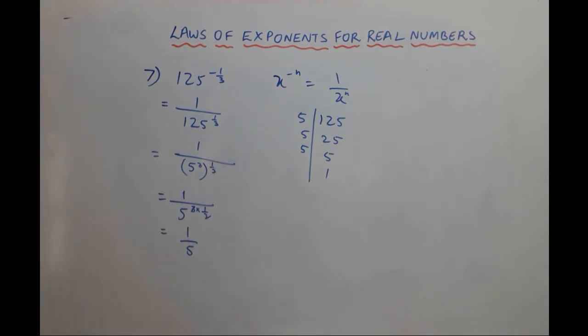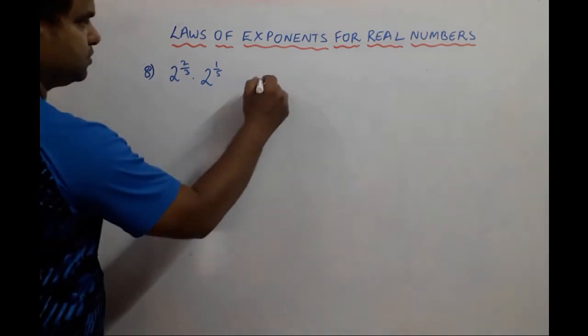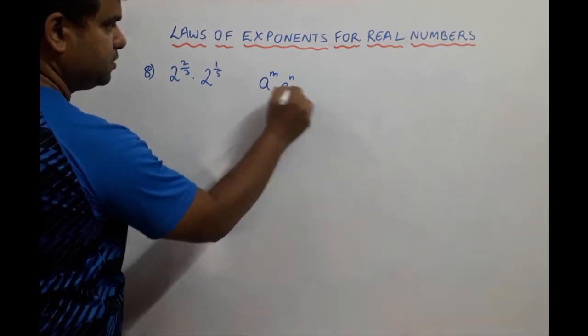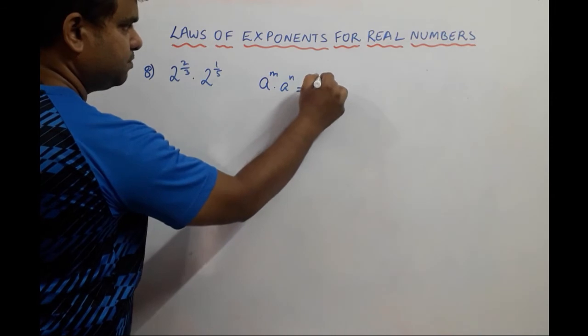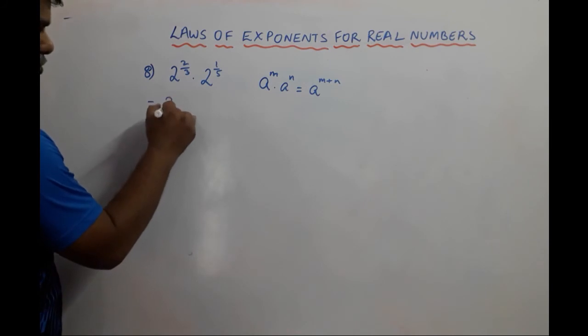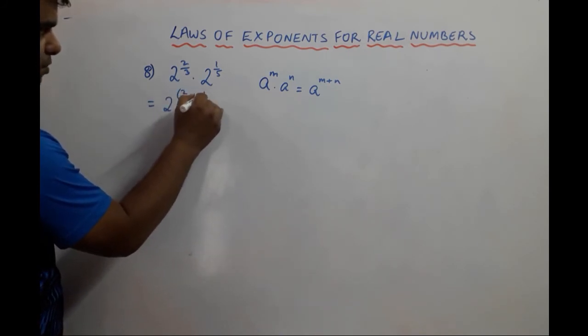Let's solve new problems. Our next problem says 2 raised to 2 upon 3 into 2 raised to 1 upon 5. So in this case, the bases are the same, but the powers are different. So this is in this form: a raised to m into a raised to n. Okay, since the bases are same, we add the powers. So m plus n. Similarly over here we'll do 2 raised to 2 upon 3, put this in bracket, plus 1 upon 5.